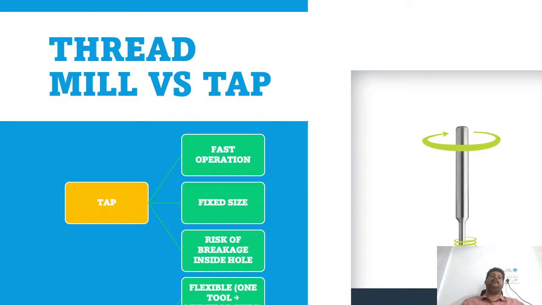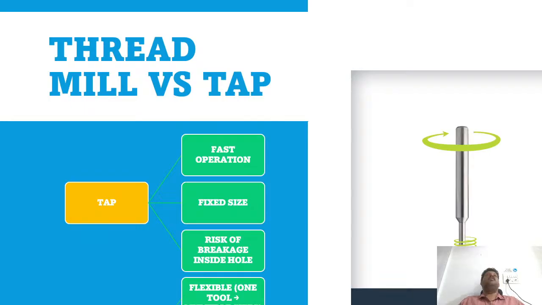So, tapping. This is the traditional method. It is fast and simple to use, but it has one major problem. If the tap breaks inside the hole, removing it is very difficult. Sometimes the entire component can get rejected, because when we're using the tap, it will be very tight if the hole is not proper.